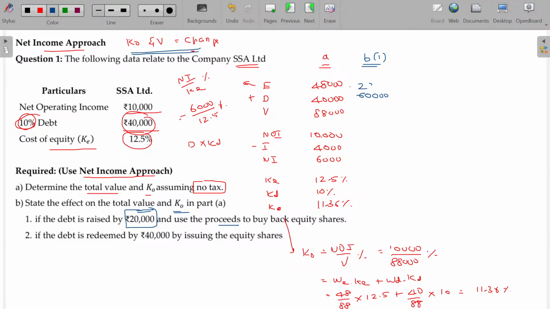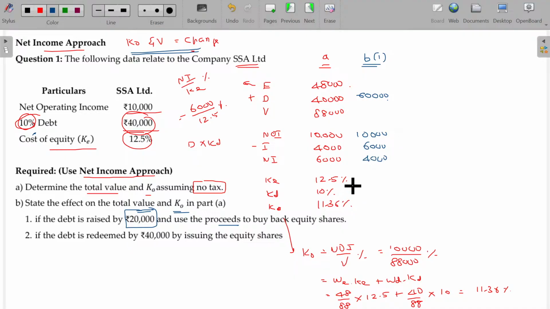So this becomes 28,000. Okay, I'll keep it pending. This one can be finished later on. I'm not sure with that, so I'll just keep it pending. NOI being 10,000 rupees. Interest being for the 60,000 at 10% rate of interest, 6,000 will be the interest. And now NI being 4,000 rupees.